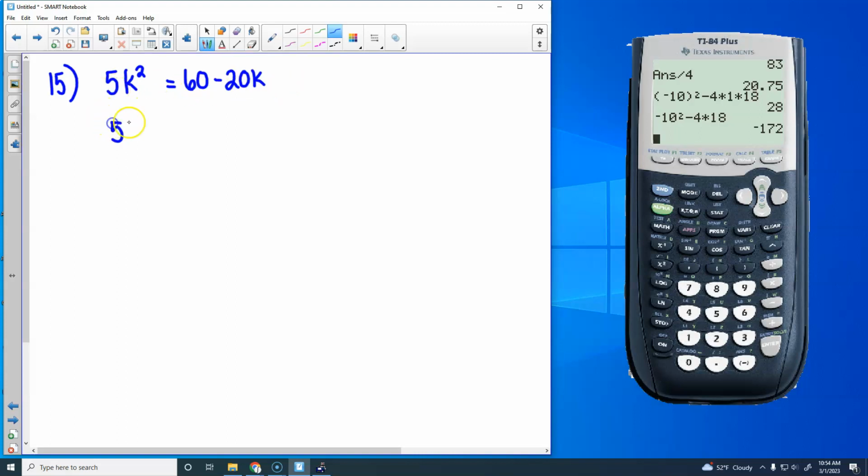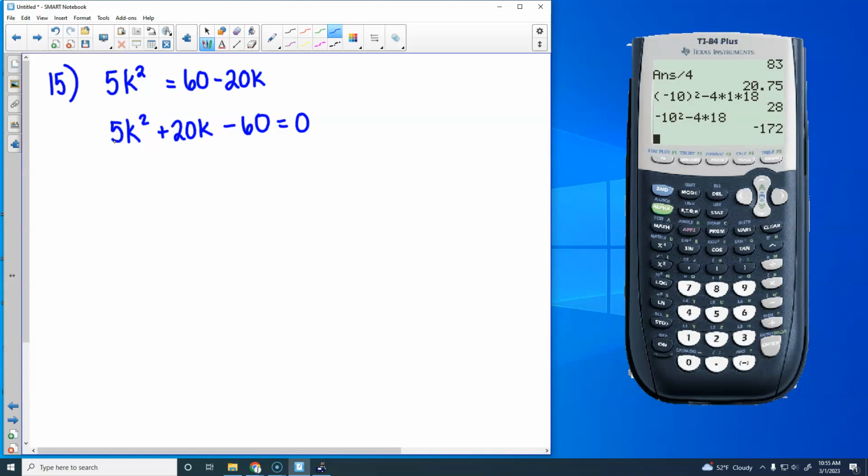So, first thing, always, you got to move everything to one side. So, I'm going to move everything over here with that 5k squared so that 5k squared is positive. So I have positive 20k minus 60. That will equal 0. If you want to complete the square, you cannot have a coefficient in front of your k squared. And actually, this is always an option.